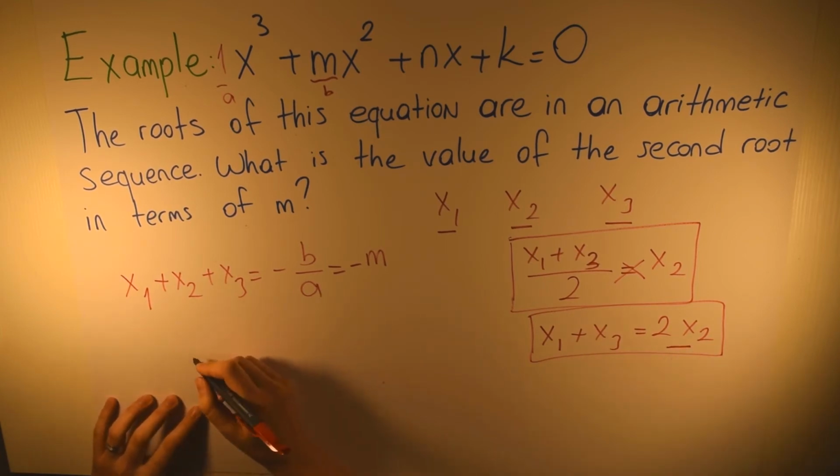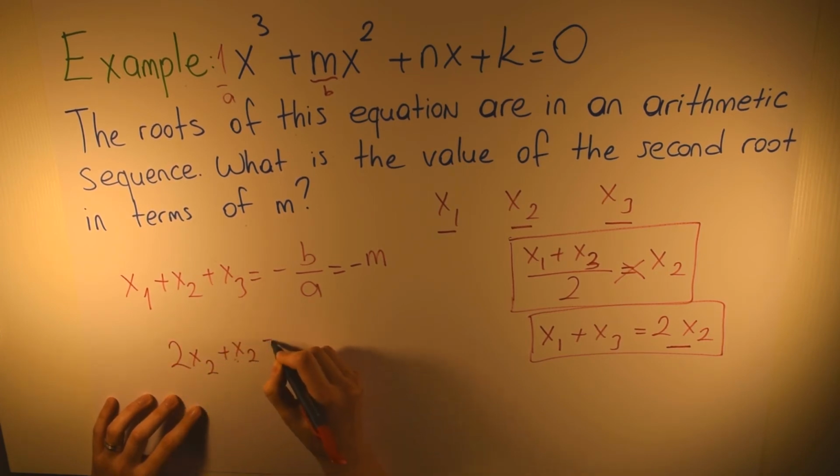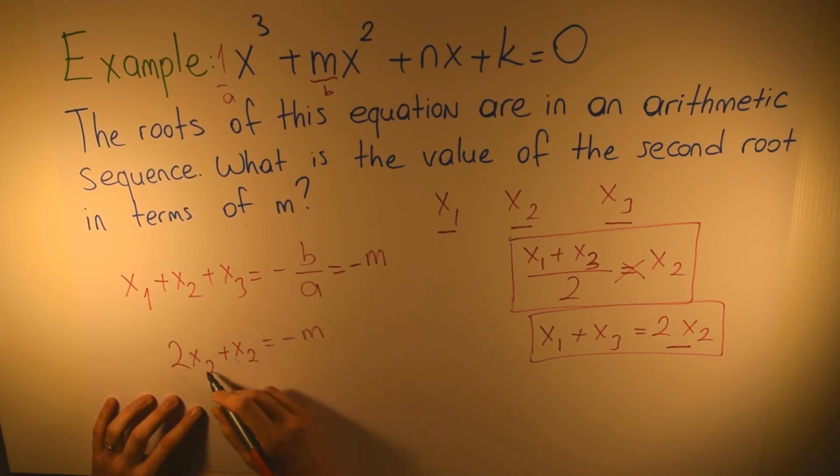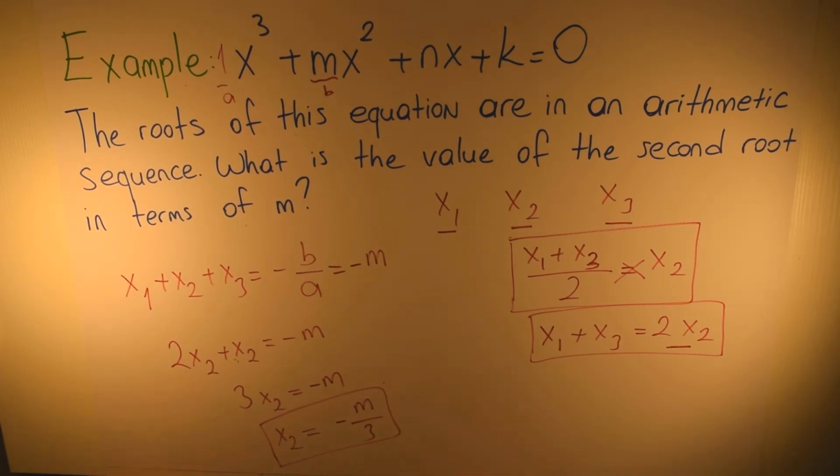So here, instead of x1 plus x3, I can write 2x2. So let's do that. 2x2 plus x2 is equal to minus m. So 3x2 is equal to minus m, and from here x2 is equal to minus m over 3. So this is the solution for our example.